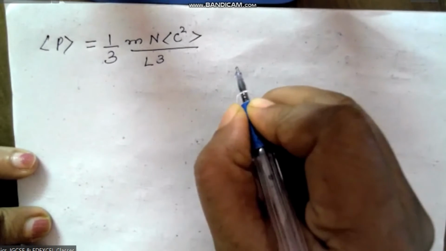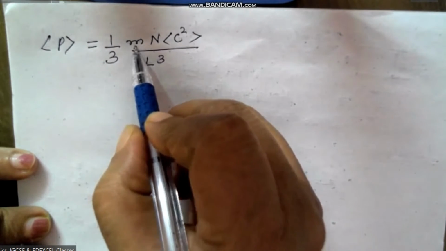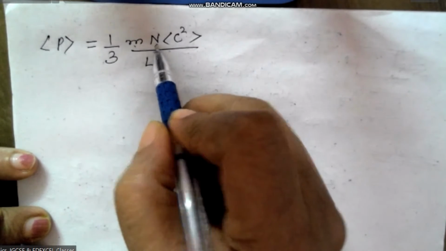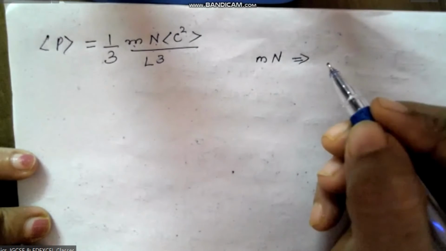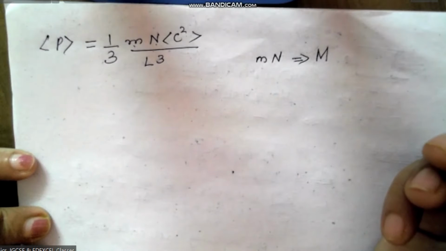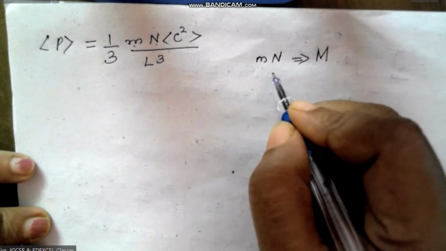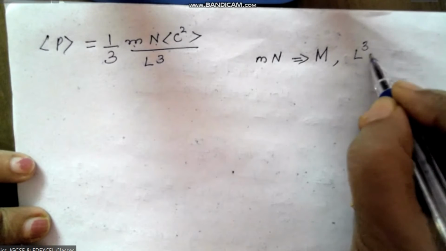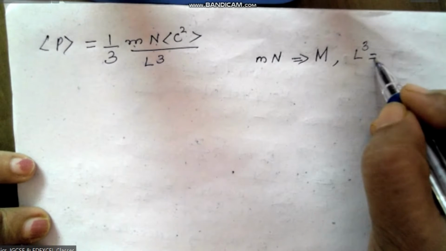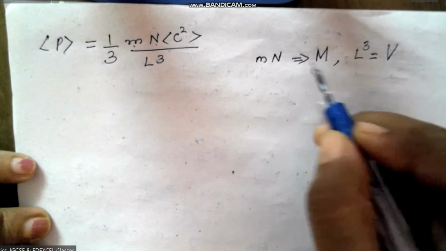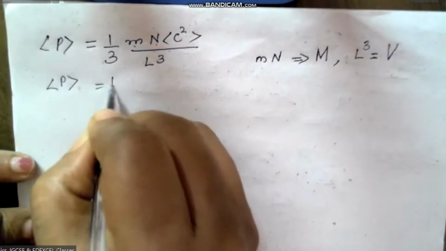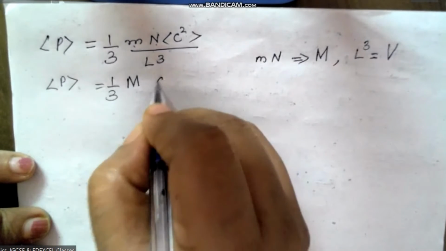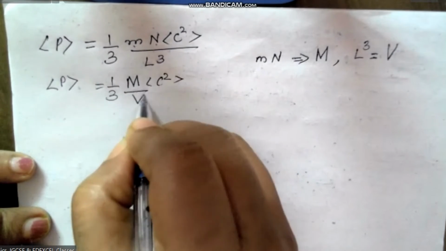Yes. Okay. So now here also we have to make a few substitutions. Since m is the mass of one molecule and n is the number of molecules, m into n becomes the total mass of the gas. Now what is L cube? Volume. So you have to make these two substitutions here. So this equation becomes: average pressure is equal to 1 by 3 capital M c square by volume.